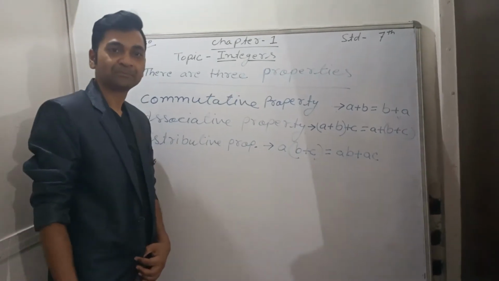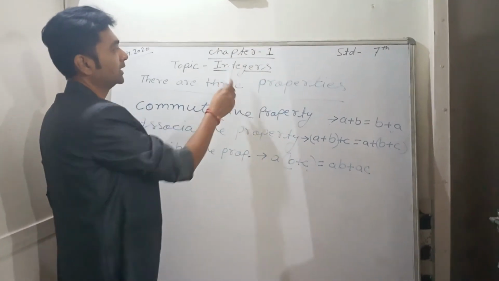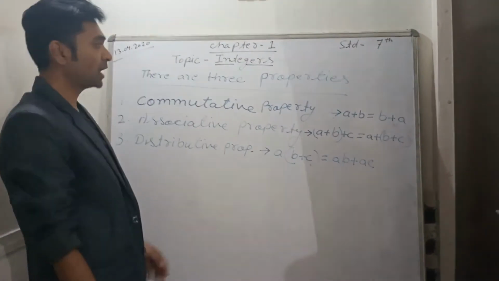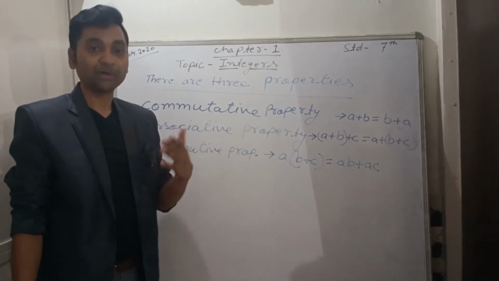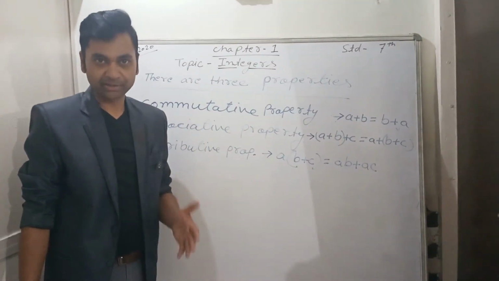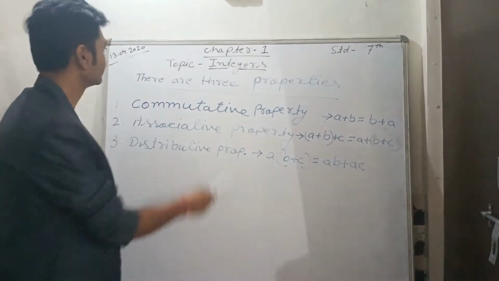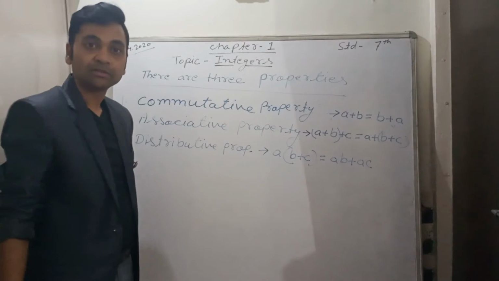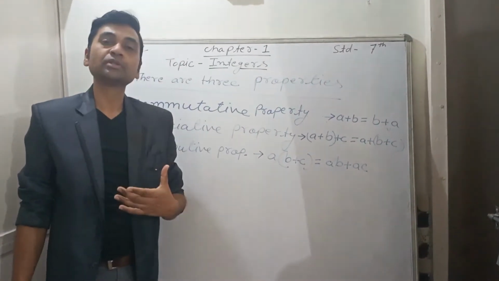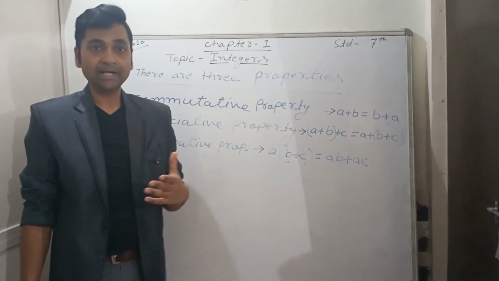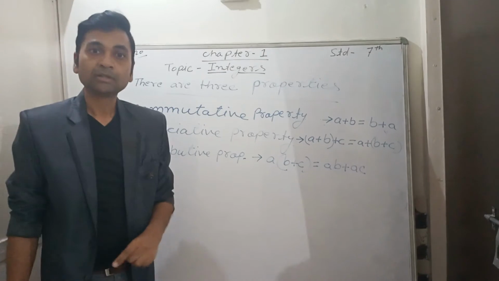Hello students. So I am telling you about chapter number 1, integers. I have told you about the integers, the natural numbers, the whole numbers and the integers. But now I am telling you about the properties. There are 3 properties of integers, as I have told you in the notes I have given you.